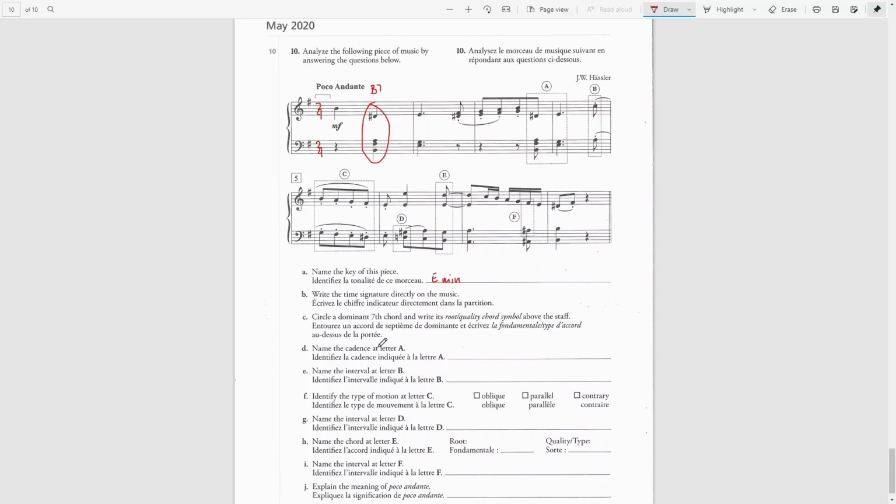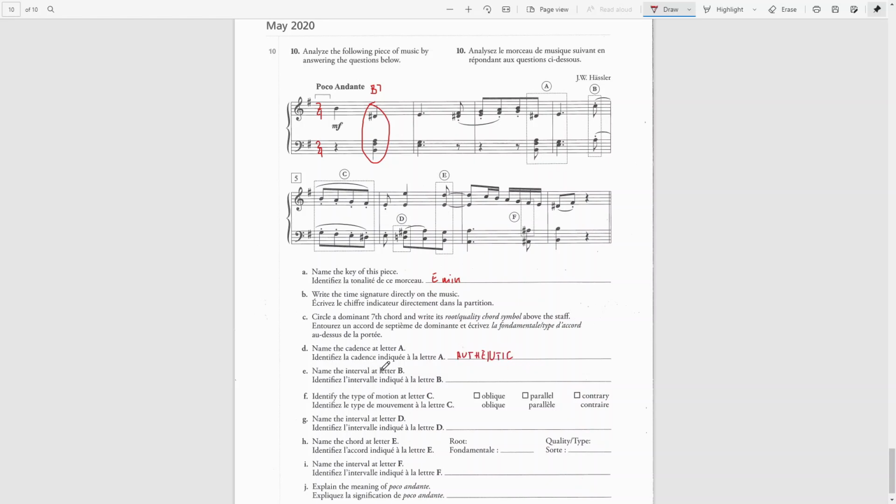Now we have to name the cadence at the letter A. At letter A you see 2 chords. The first one of them is the same chord as this one right here, so that is the dominant 7th chord. The second chord is the tonic chord of E minor. You have E and G and another E, which is the root doubled. You don't have a 5th, but it's still the tonic chord, so we have dominant and tonic. That makes it an authentic cadence.